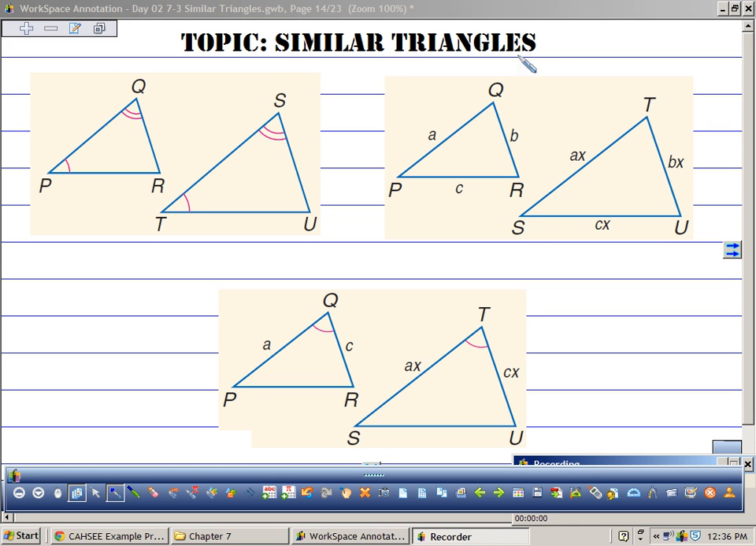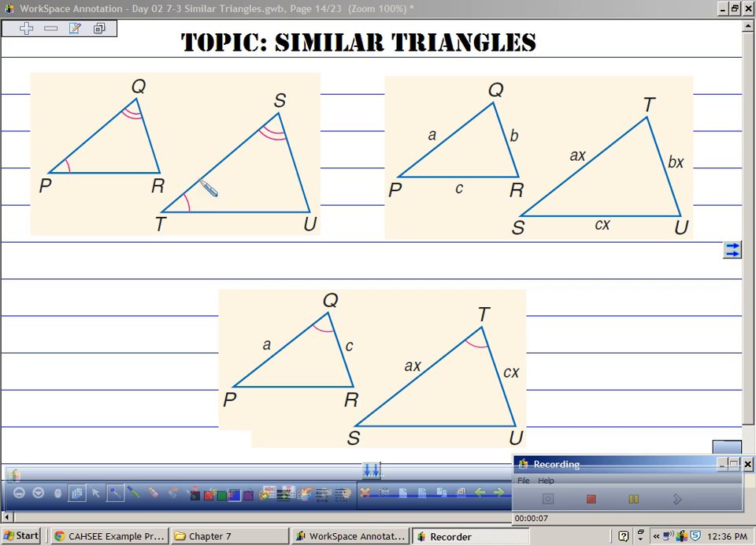Look at the topic similar triangles. So much like we did in last chapters when we had congruent triangles, we had, what, 3 or 4 different ways that we would identify a congruent triangle. Can anybody give me one of them? Side, side, side.